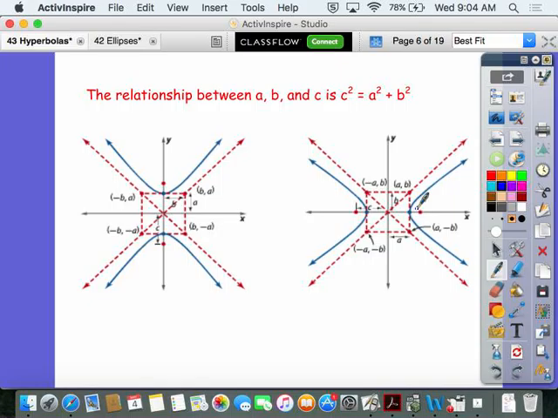Honestly, when you graph them, I'm only going to be looking to see where the vertices are, where the foci are, and that you don't cross the asymptotes when you graph. It's not like you have to find multiple points on the hyperbola to graph it. It's more a matter of finding the vertex, drawing the asymptotes, and drawing your two branches.